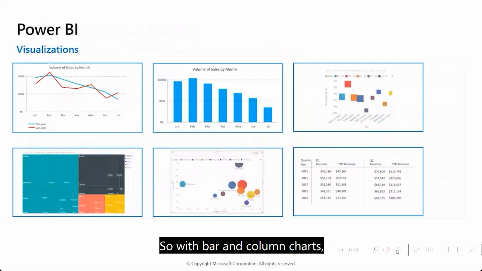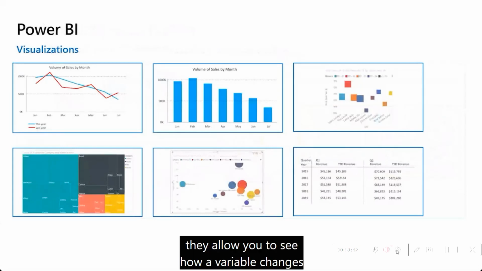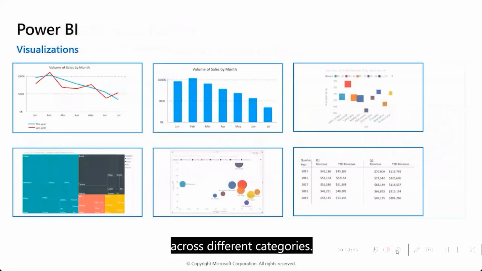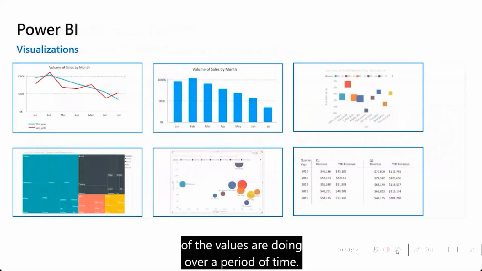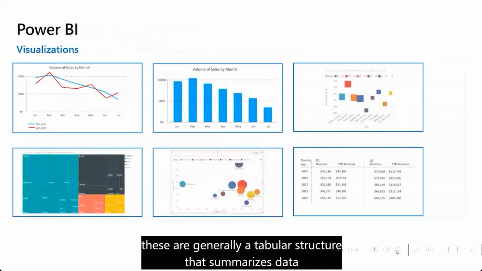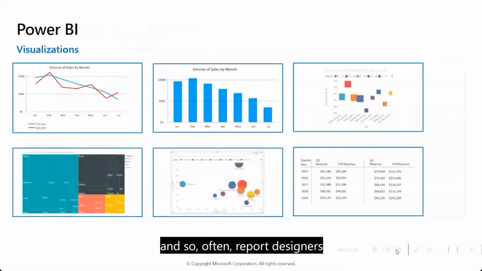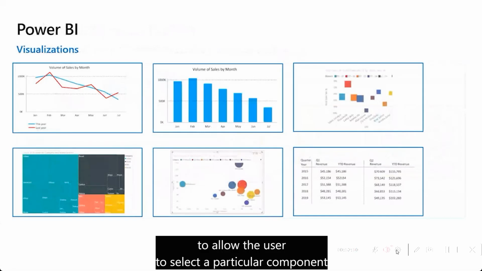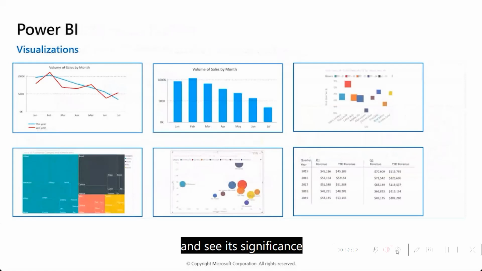So with bar and column charts, they allow you to see how a variable changes across different categories. With line charts, we can see how the overall shape of the values are doing over a period of time. With matrices, these are generally a tabular structure that summarizes data. And so often report designers use matrices in reports or dashboards to allow the user to select a particular component and see its significance across the data.